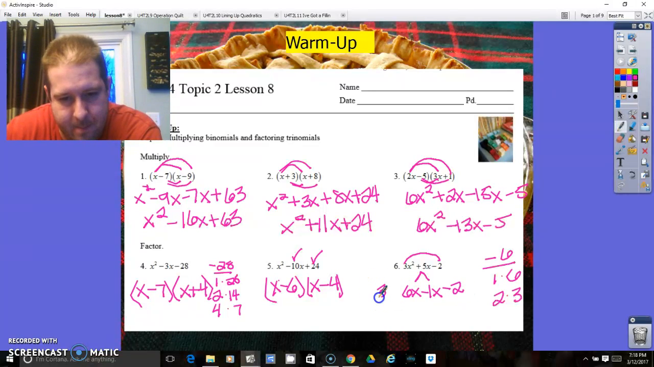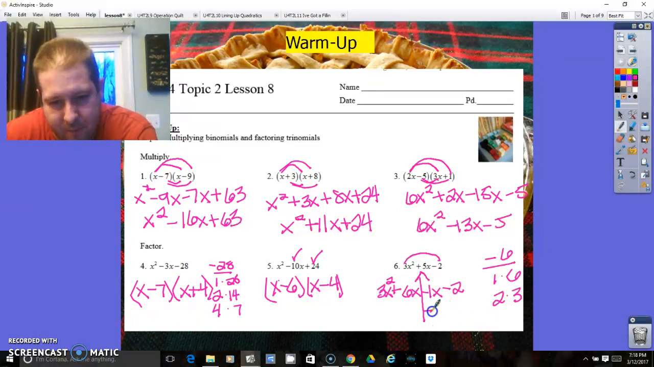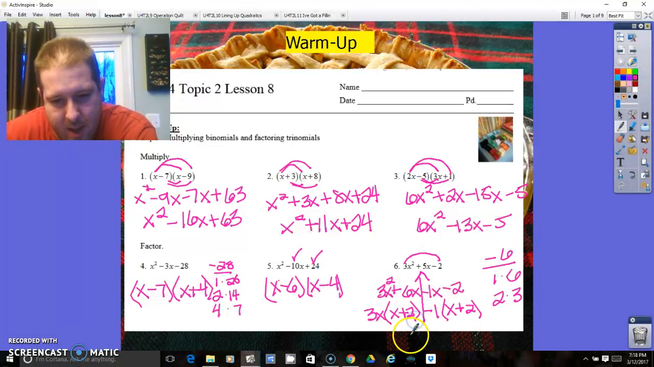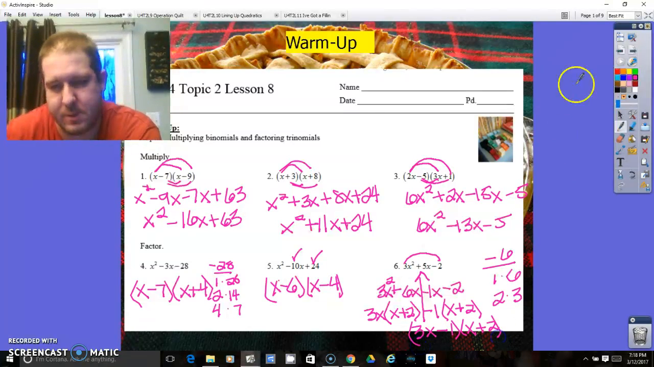Bring this down. 3x squared. Split it in half. Factor out the GCF on both sides. This side's going to turn into x plus 2. Factor out, these can both be divided by 3x, and that leaves me with x plus 2. So the answer is 3x minus 1 times x plus 2. All right, so there we go for the warm-up.